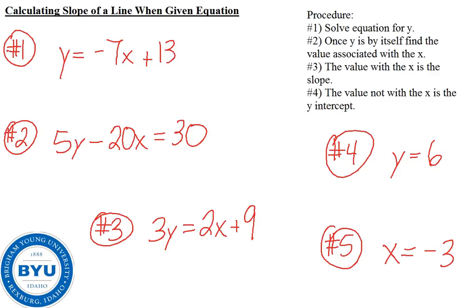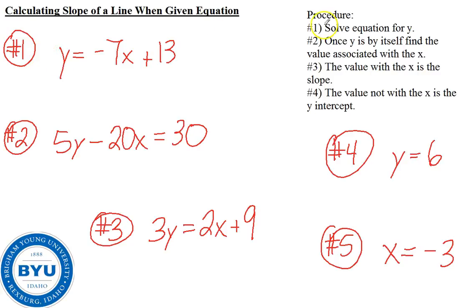Okay, so now it's your turn to try 5 questions. Go ahead and pause the video now and work on these 5 and see what you can do on finding the slope of these lines. You should try to find the slope and the y-intercept. Go ahead and pause it now and unpause it when you're ready to check your answers. Okay, let's see how you did.